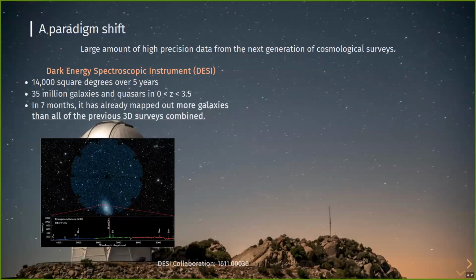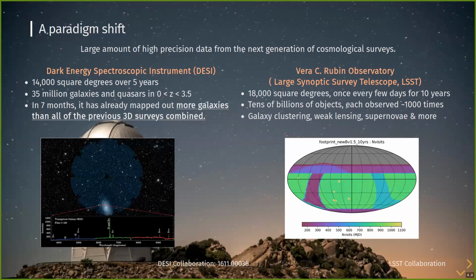In the last 7 months that DESI has been taking data, it has already mapped out more galaxies than all the previous 3D spectroscopic surveys combined. And we have been doing this for the last 20 years. So in the last 7 months, we have collected more information than in the last 20 years. LSST is going to be a completely different beast. It will collect data on tens of millions of objects over the next 10 years and will allow us to do not only galaxy clustering, but weak lensing, supernovae, and many other different kinds of science.